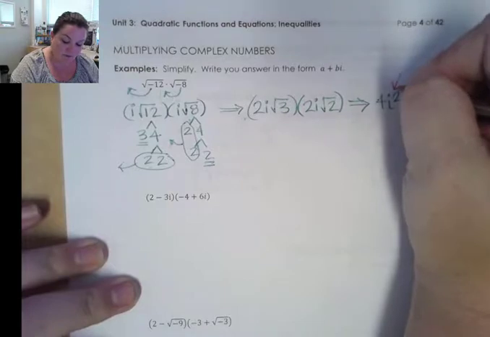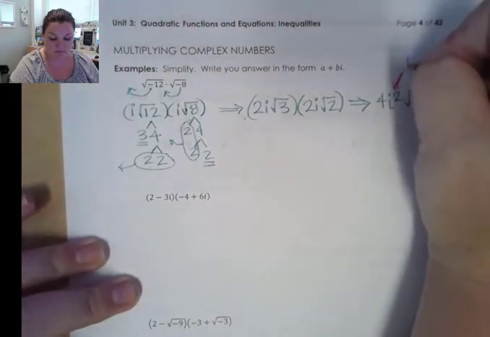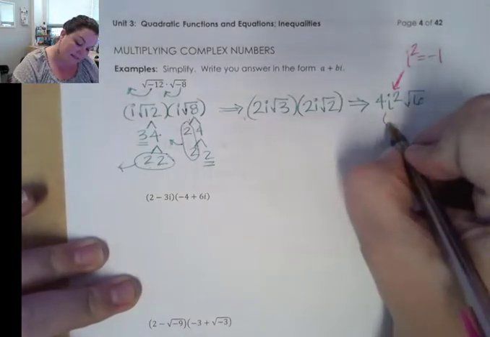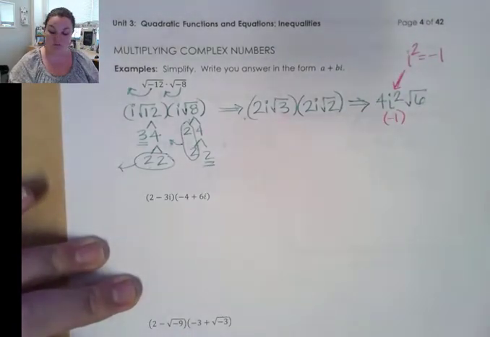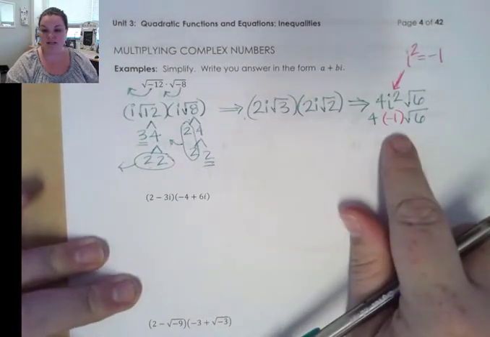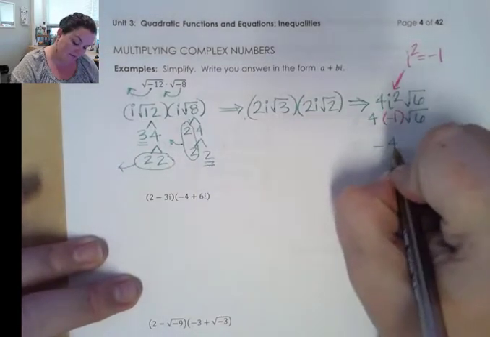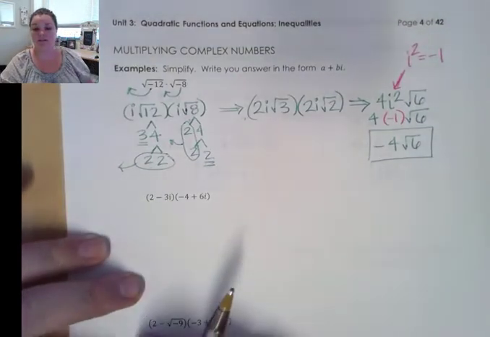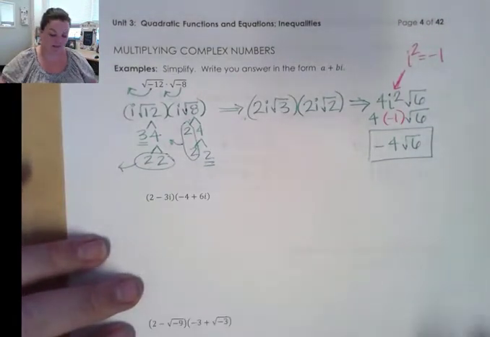However, i squared I can simplify, because remember, i squared is equal to -1. So I can replace this with a -1 and then keep going. Okay? So 4 times -1 is going to make this a -4 square root of 6. And then that's all we can do. Okay? All right, let's get another one.